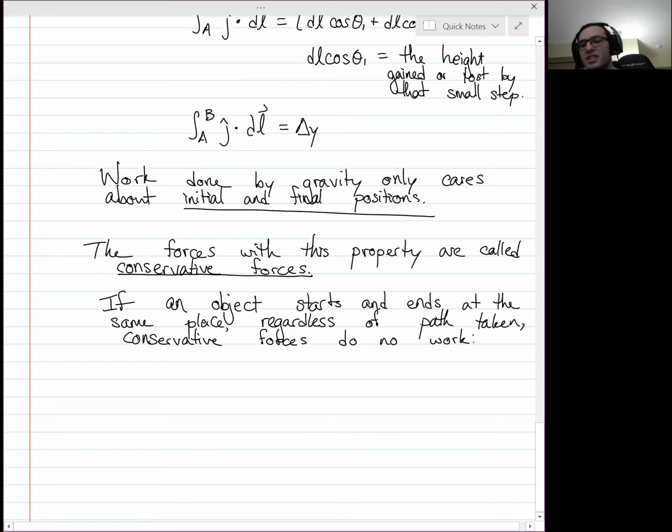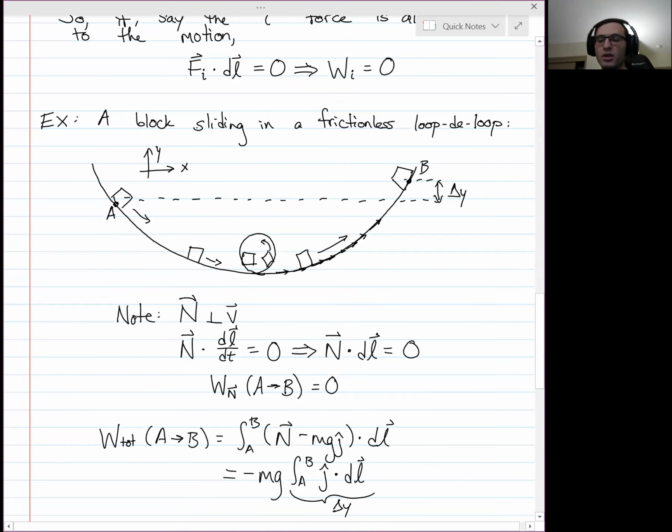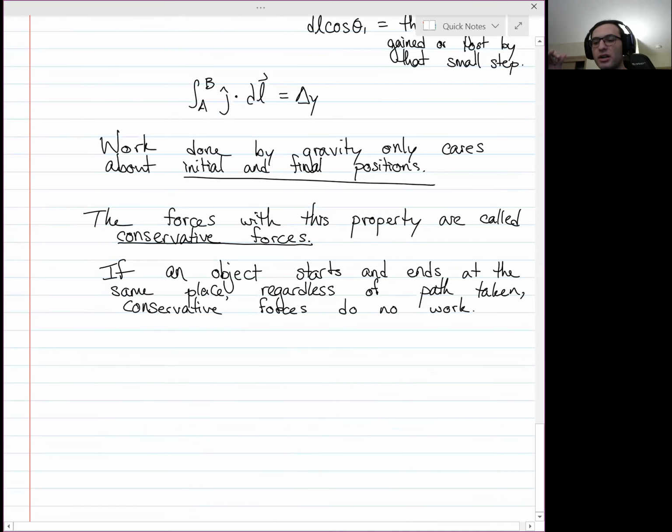The idea here is, look back at this example. If we had had this loop go back around and come back to the same place, then the change in height would have been 0. And it turns out that because conservative forces always have this property where they depend only on the initial and final position, if the initial and final position are the same, there's just no work to be done.